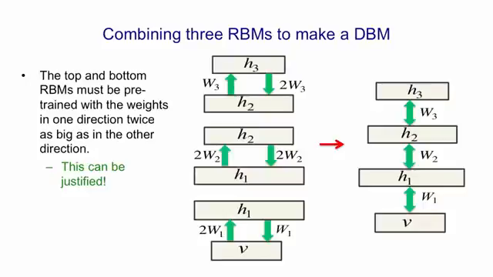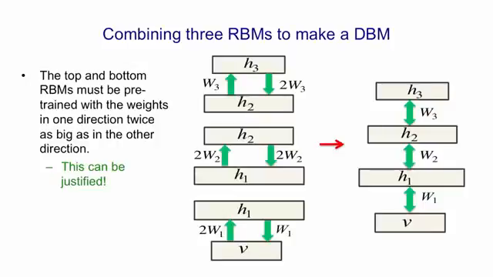Now the question is, why do we do this funny business of halving the weights? The explanation is quite complicated, but I'll give you a rough idea of what's going on. If you look at the layer H1, we have two different ways of inferring the states of the units in H1 in the stack of restricted Boltzmann machines on the left. We can either infer the states of H1 bottom up from V, or we can infer the states of H1 top down from H2.